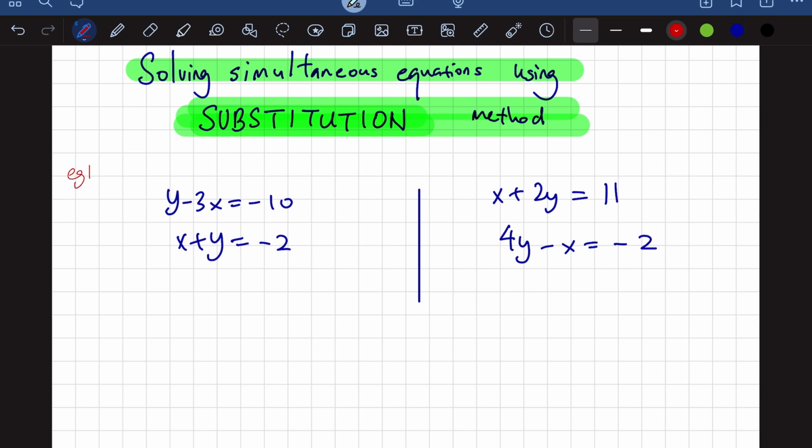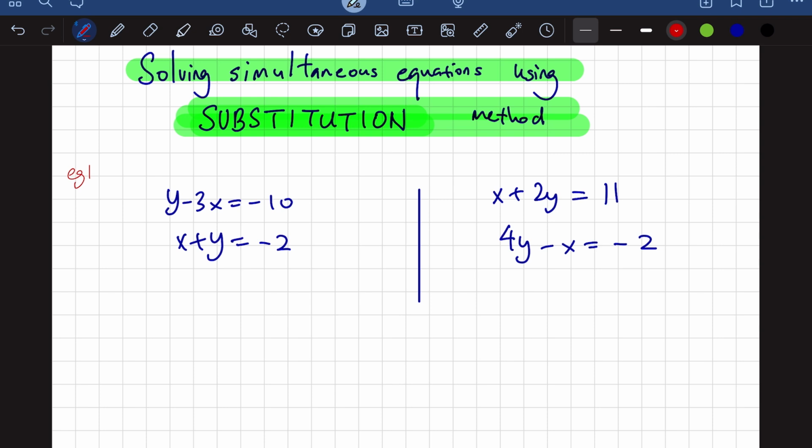We have y minus 3x equals negative 10 and x plus y equals negative 2. What we usually want to do with the substitution method is rearrange one of the equations such that either y or x is the subject. Once we have that, we are going to substitute it into the other equation. I'm going to show you how this is done.